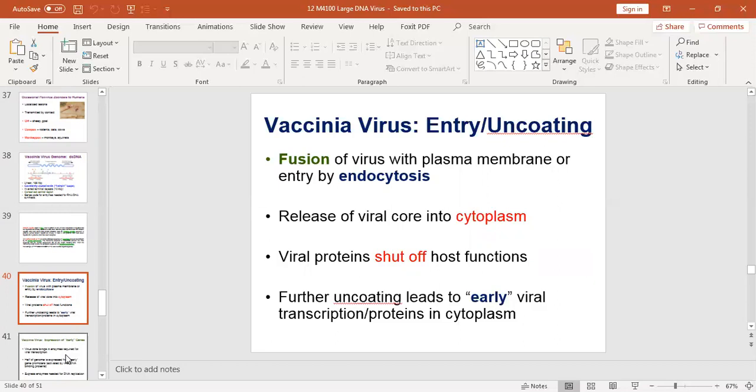Once vaccinia virus gets into the cytoplasm, the viral core will be released, and the virus has proteins that shut off host functions. So once the virions come in, they shut off host functions. Therefore, the host is at the service of the vaccinia virus. And further uncoating of the virus leads to early viral gene transcription and protein translation that occur in the host cell cytoplasm.